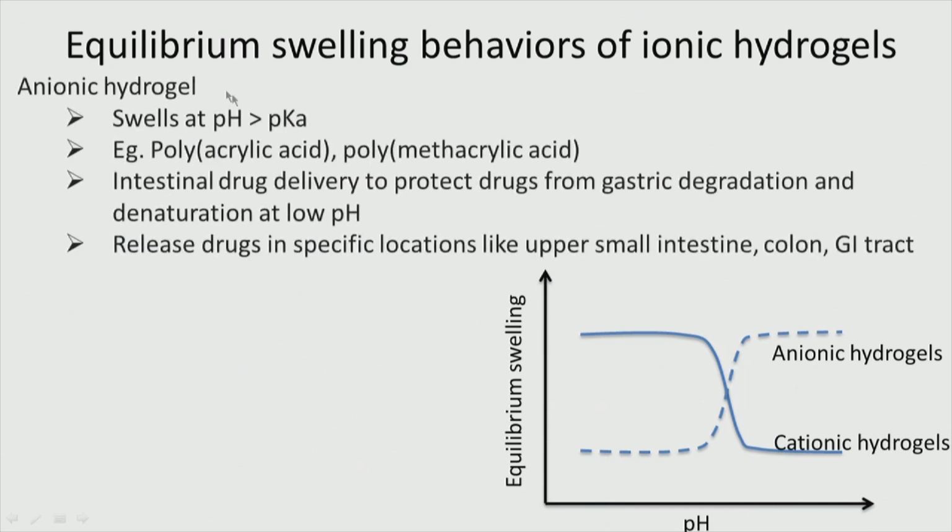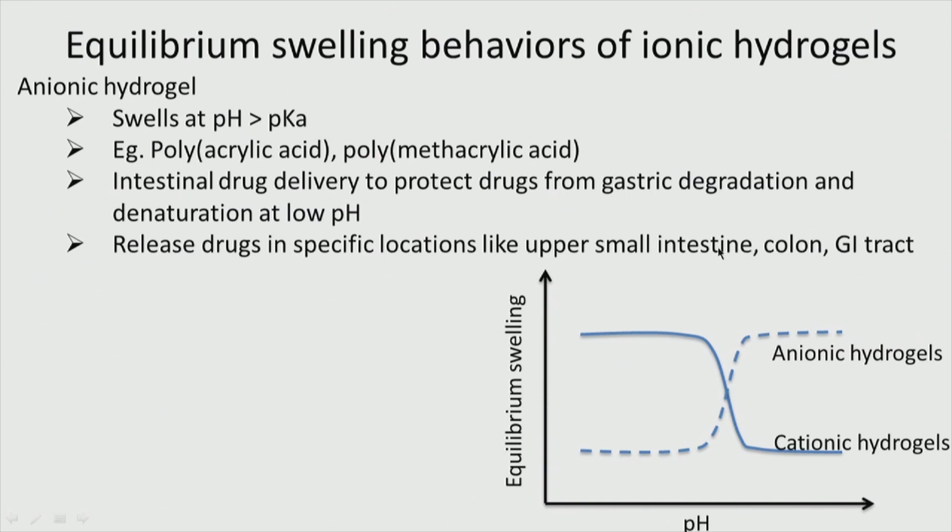Okay. So, anionic hydrogels swell at pH greater than pKa, like polyacrylic acid, polymethacrylic acid. They are used for intestinal drug delivery to protect drugs from gastric degradation and denaturation at low pH. Okay. So, as you know, stomach or gastric pH is very low. So, we can have hydrogels like this, and it prevents the denaturation.